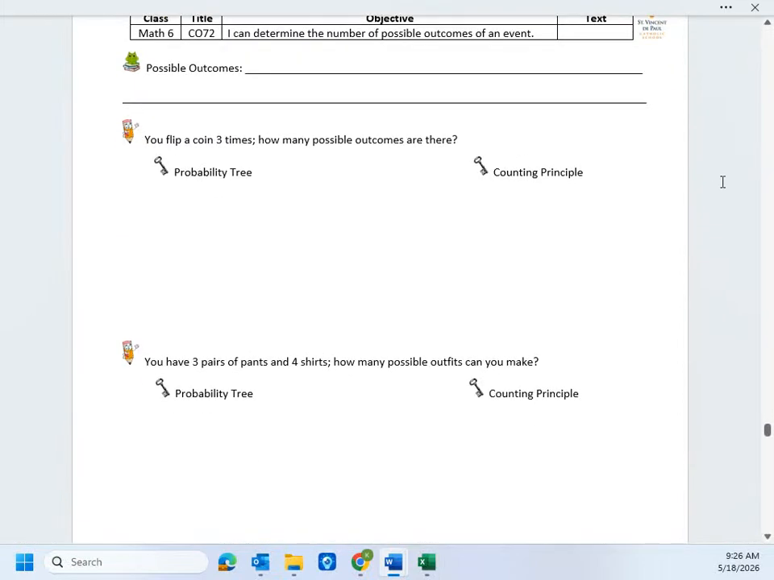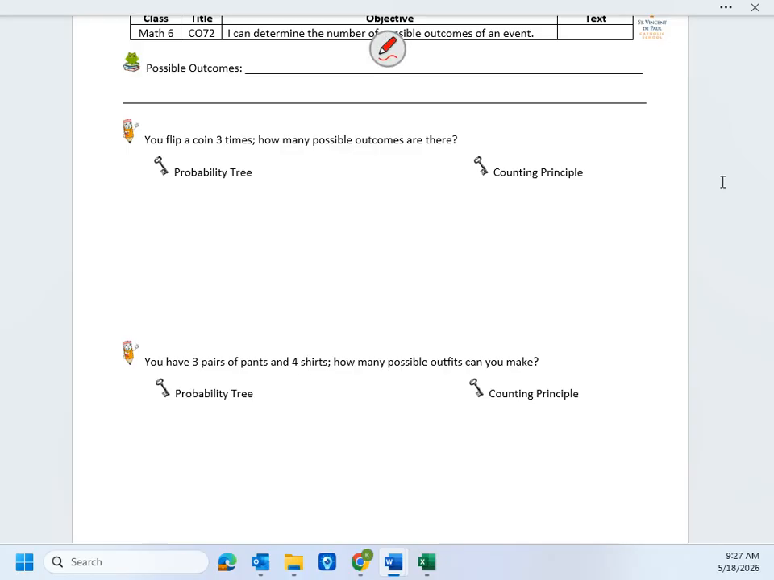Good morning. We are starting our last unit of the year. We are starting with CO72. I can determine the number of possible outcomes of an event.